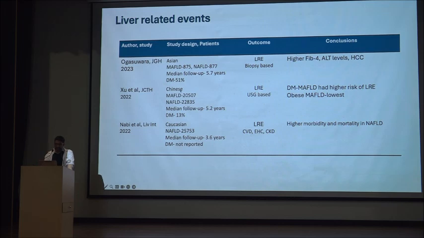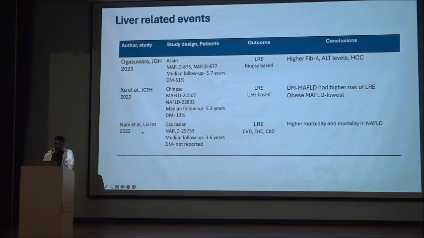This study in the Chinese population of more than 20,000 patients, median follow-up of 5 years, had diabetes seen in only 13%. Liver-related event was measured as the outcome, with ultrasound-based diagnosis for fat, and they found that diabetic MAFLD had a higher risk of development of liver-related events compared to others, and obese MAFLD had the lowest.